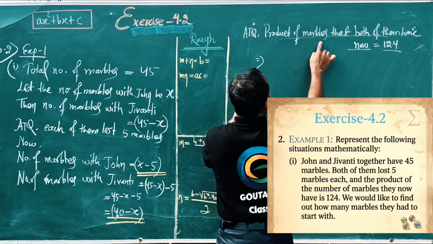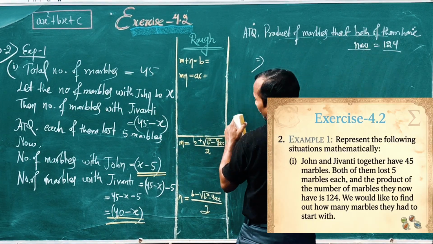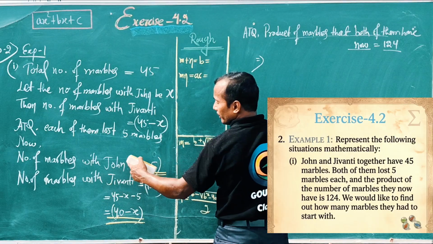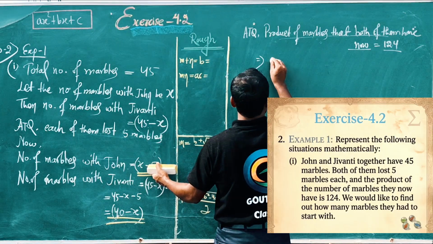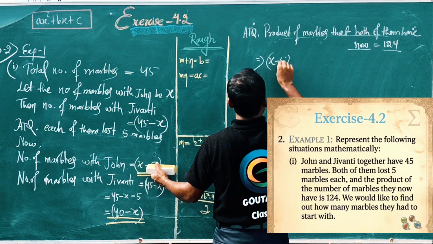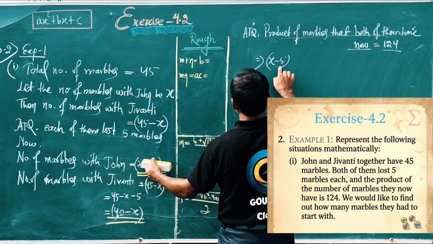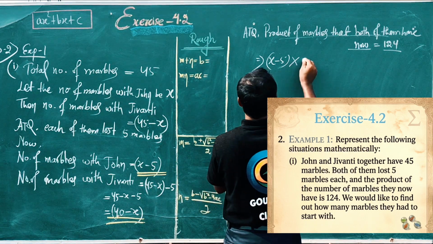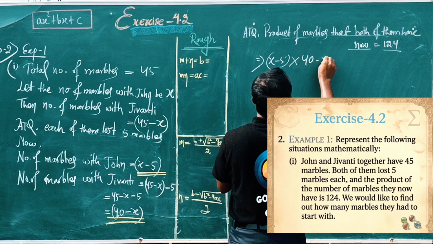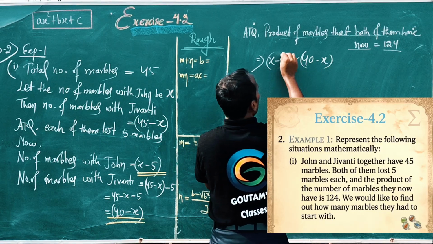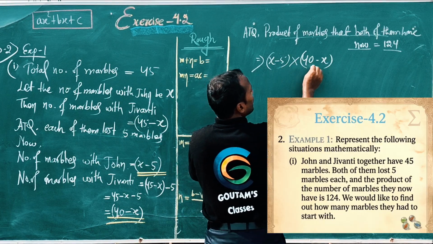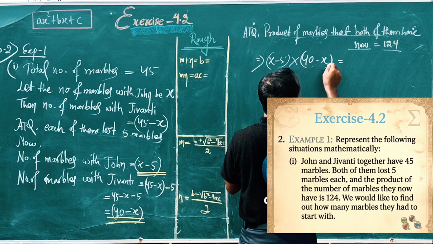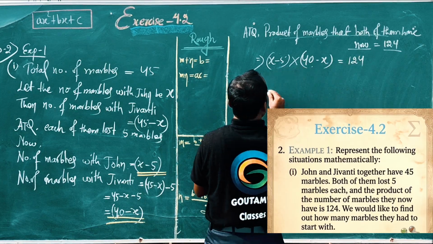For this LHS, what will I write? The product of the marbles they have now means the product of the number of marbles John has, x minus 5, and the number of marbles Jivanti has, 40 minus x. This is the number of marbles with John, this is the number with Jivanti, and the product of these two is 124.